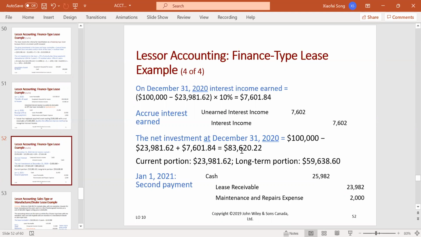Okay, and when the second payment is received, would it be the same? Other than the maintenance expense, it's the reduction of lease receivable. So that's if it's a direct financing lease or financing lease, this is how we record it. It's similar, but also different. The difference is to recognize the gross investment and with the unearned interest as a contra account. Okay, so that's that.